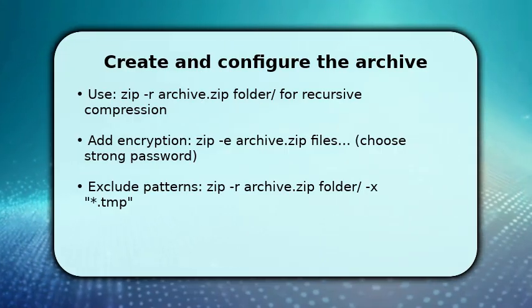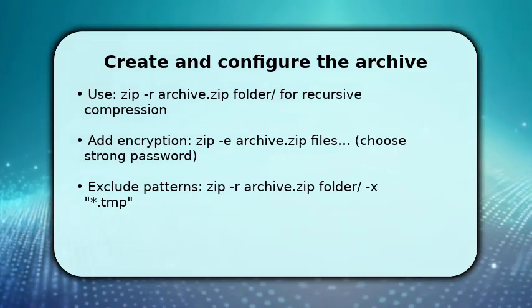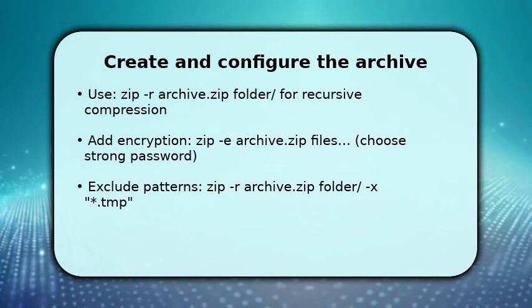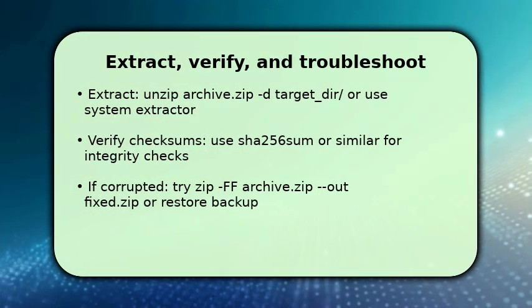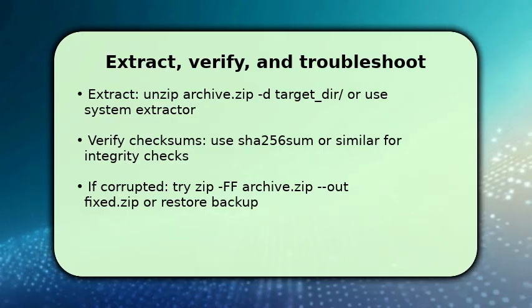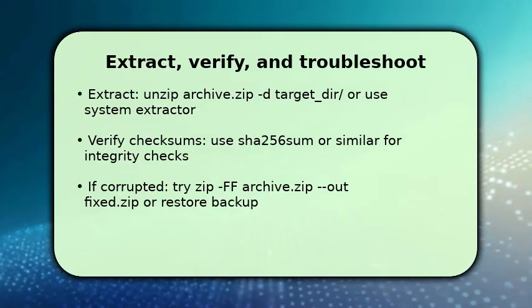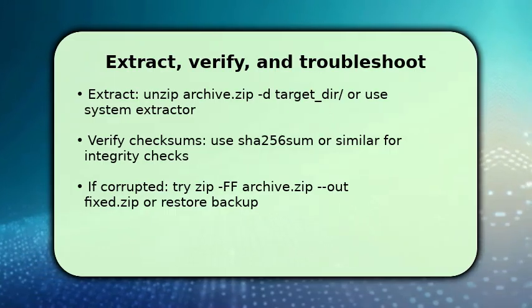Once done, verify the archive size and contents with unzip -l archive.zip. You finish by extracting to a target directory: unzip archive.zip -d target/ or double-click in a file manager. Once extracted, verify integrity by comparing checksums like SHA-256 of some archive.zip in the extracted files or open key files to confirm contents.